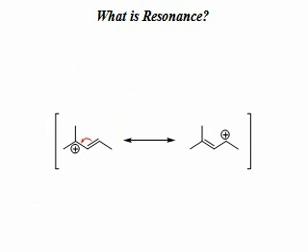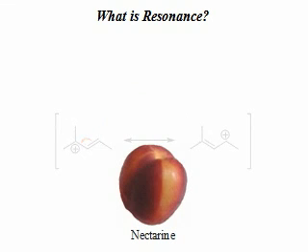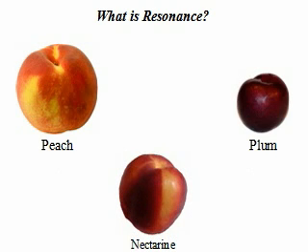Imagine that you have a friend who has never seen a nectarine before, and he asks you to explain to him what a nectarine is. You would probably describe it like this. A nectarine is a hybrid fruit that you get when you cross a peach and a plum. A nectarine is not a peach, and it is not a plum. It is certainly a unique fruit, but it has qualities of a peach and qualities of a plum.